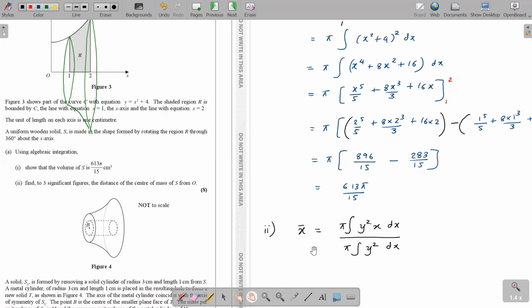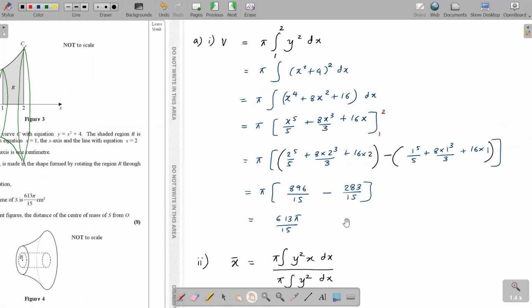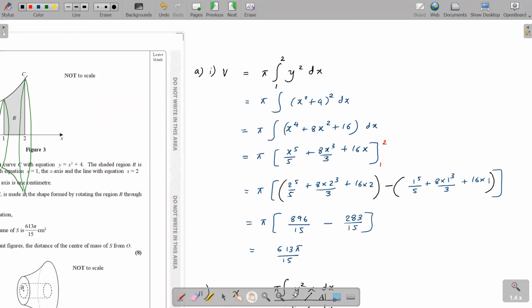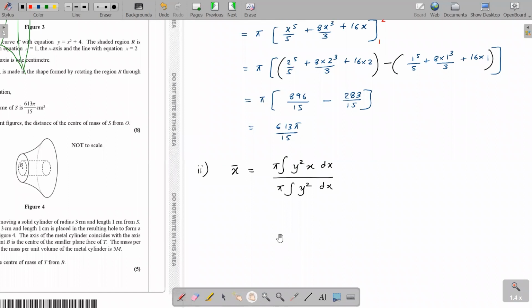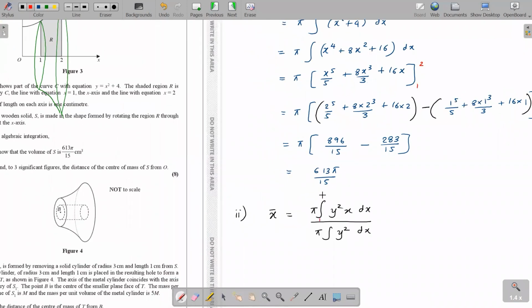Okay. So the integration of pi y square, do you see the integration of pi y square? We have already found it as 613 pi over 15. So the denominator part is done. We have to just get the numerator part. So let's integrate. The limits are from 1 to 2, right?